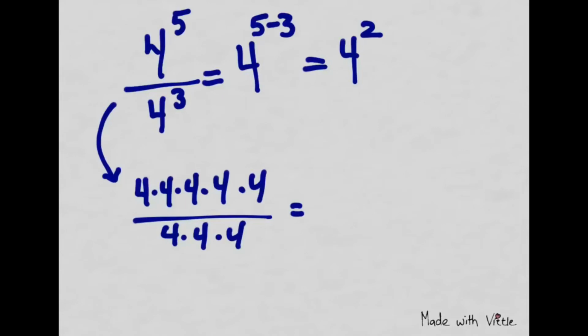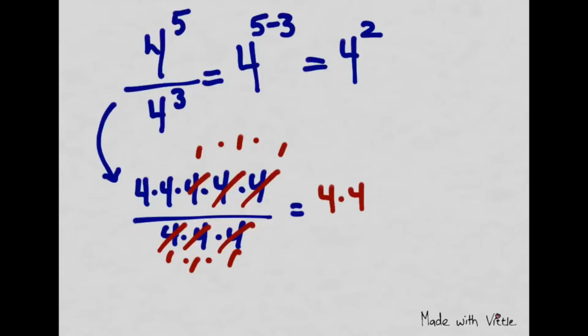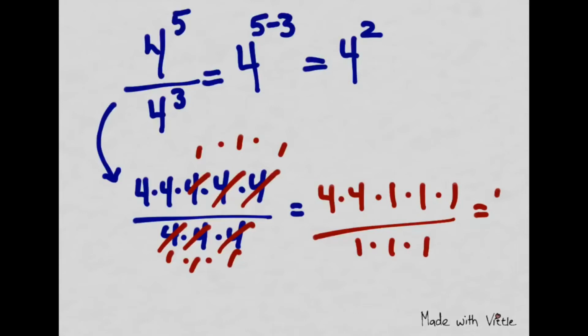It's just that that's the same as 4 times 4 times 4 times 4 times 4 divided by 4 times 4 times 4. That's 4 to the 3rd. And these all cancel out, and when they cancel out, they go into being ones. So it's like 4 times 4 times 1 times 1 times 1 over 1 times 1 times 1. Oh, come on, let's just look at this as 4 to the 2nd, because that's what it is.